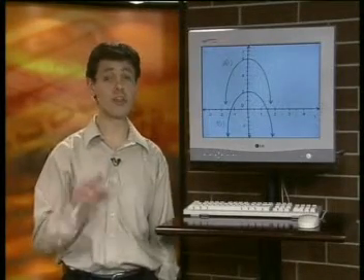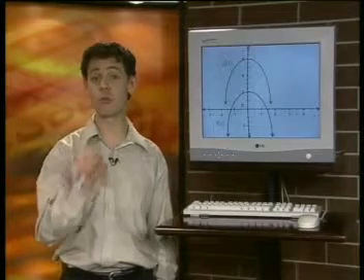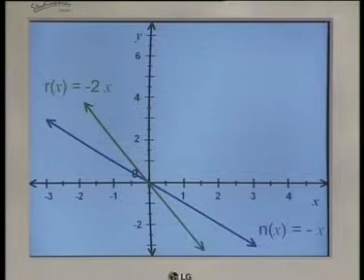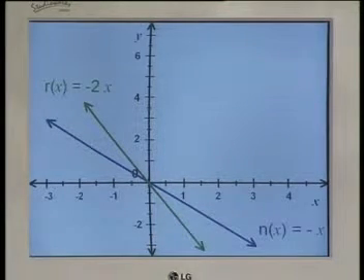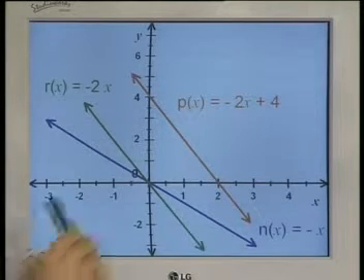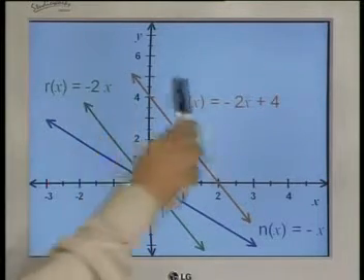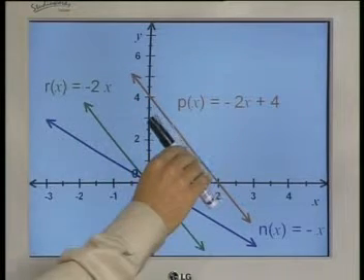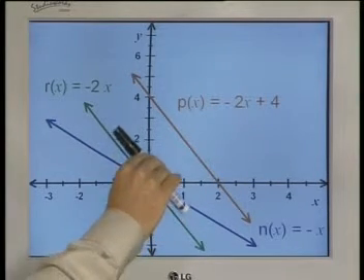Now, what's going to happen if we apply 2 changes at once? Well, in the next example, we're going to change the gradient of a straight line as well as shift that line. We start with the graph of n of x is equal to minus x. Now, for the graph of r, we have doubled the gradient. Now, if the graph of r is shifted 4 units up, we would produce the graph of p. The graph of r has been shifted 4 units up while maintaining the same gradient. So, to translate the graph of n to the graph of p, we first need to double the gradient and then shift that line up 4 units.